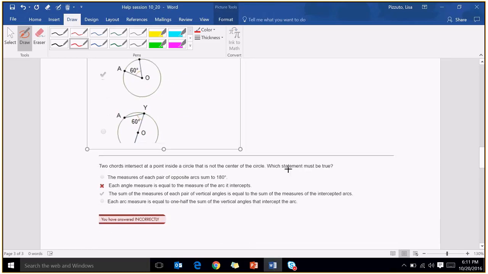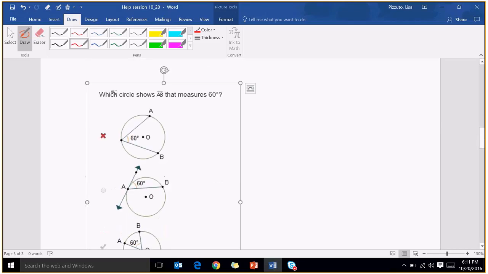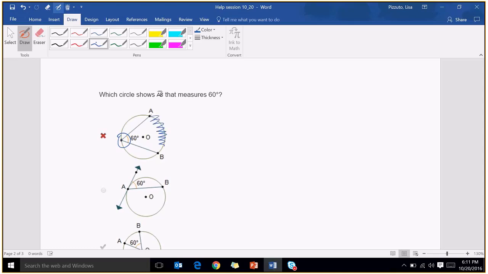All right, so this question here is just basically saying which circle shows that arc AB is a measure of 60. So this is a really good question because what it's kind of asking you is do you know what all the rules are? So for here, since the vertex is on the circle, what does that make the measurement of this arc? For that one, doesn't the rule say that it has to be double? Correct. So what would the measure of this arc be? 120. So that wouldn't work, correct?